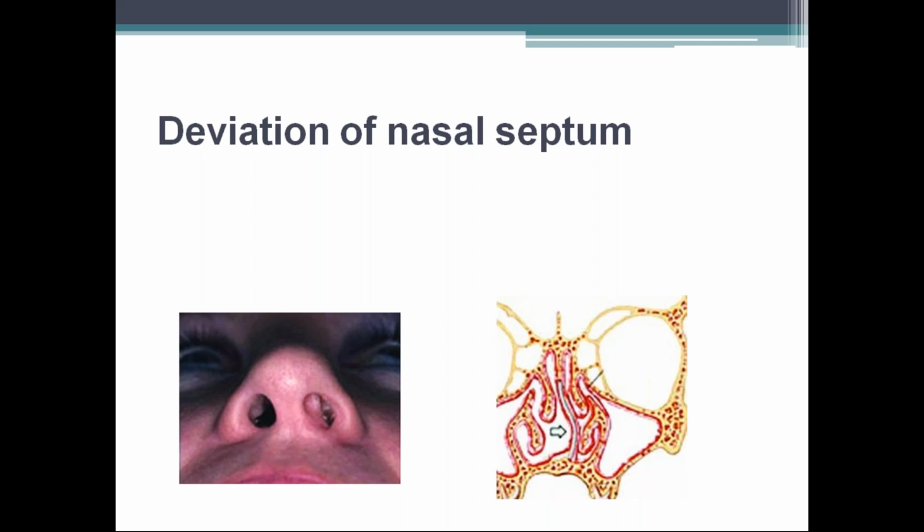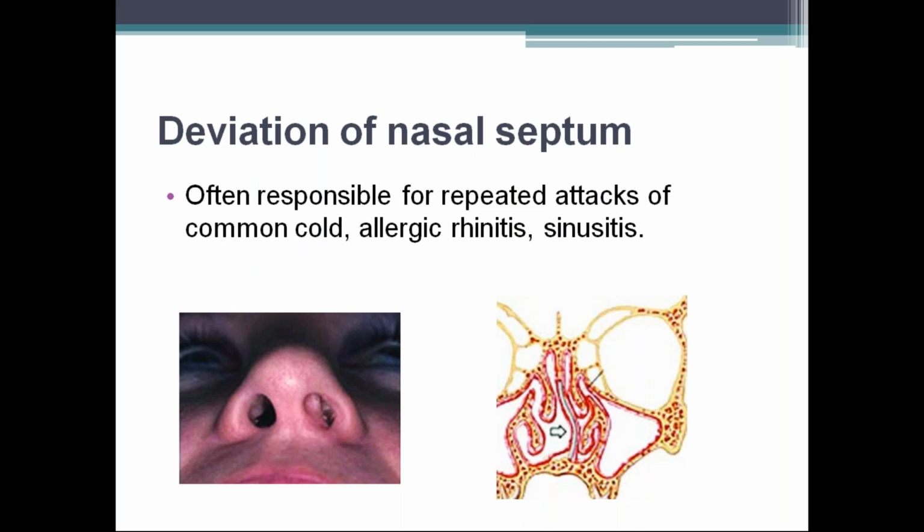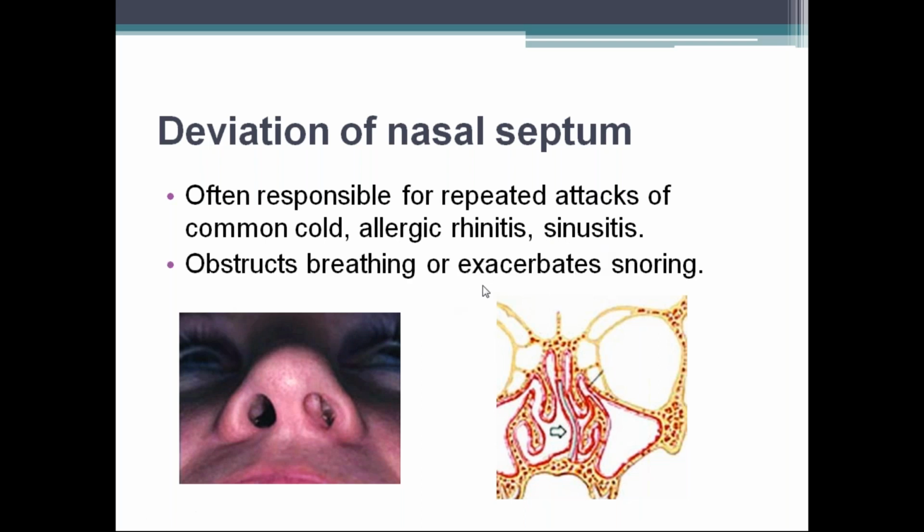Okay, only few will have a straight septum. Most of us will have the deviation of the nasal septum either to the left or the right. This will obstruct the other airway. So with this, the patient will have the nasal block, and allergic rhinitis is very common in case of deviation of nasal septum. Even the patient will get sinusitis because of the deviation of the nasal septum. And even it obstructs breathing, and the patient will snore.